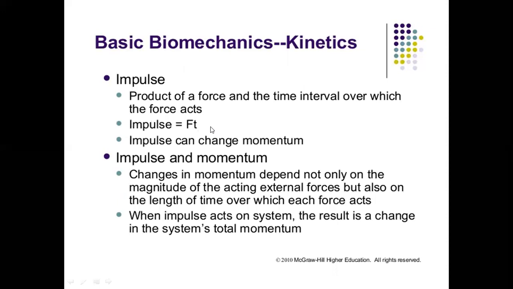Next is impulse, which is the product of force and the time interval over which the force acts. And impulse can change the momentum also. Now if we take these two together, impulse and momentum, changes in momentum depend not only on the magnitude of the acting external forces, but also on the length of time over which each force acts. And when impulse acts on a system, the result is a change in the system's total momentum. So impulse can change the total momentum of an object or of a body.